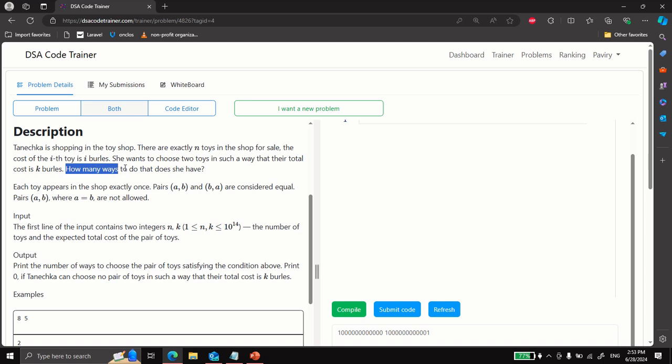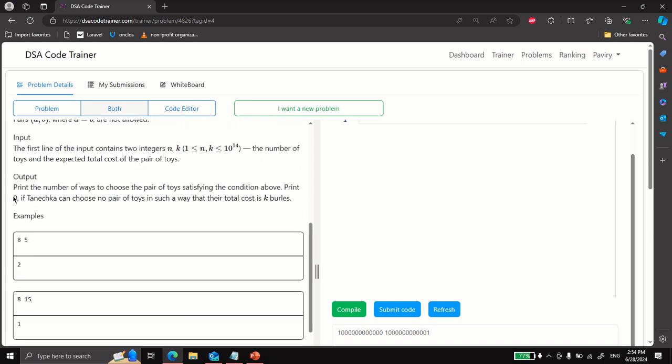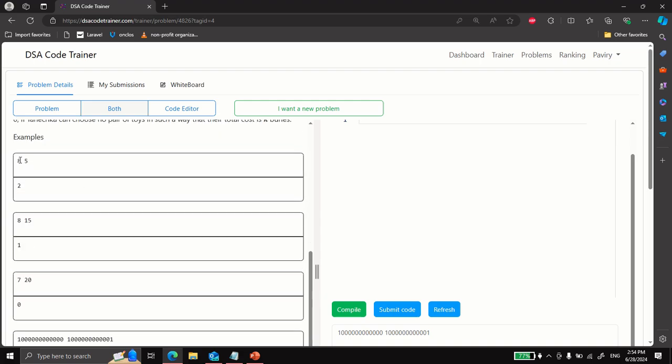So, we have to print how many pairs we can have, and these pairs must be different. It means that if we have a pair with 2 toys that cost 1 and 2, we cannot count 2 and 1 because they are considered equal, and we cannot select the toy twice, so it won't be repeated. In the case that we cannot satisfy, we're just going to print 0, and otherwise we're going to print the number of pairs that we can have with these conditions.